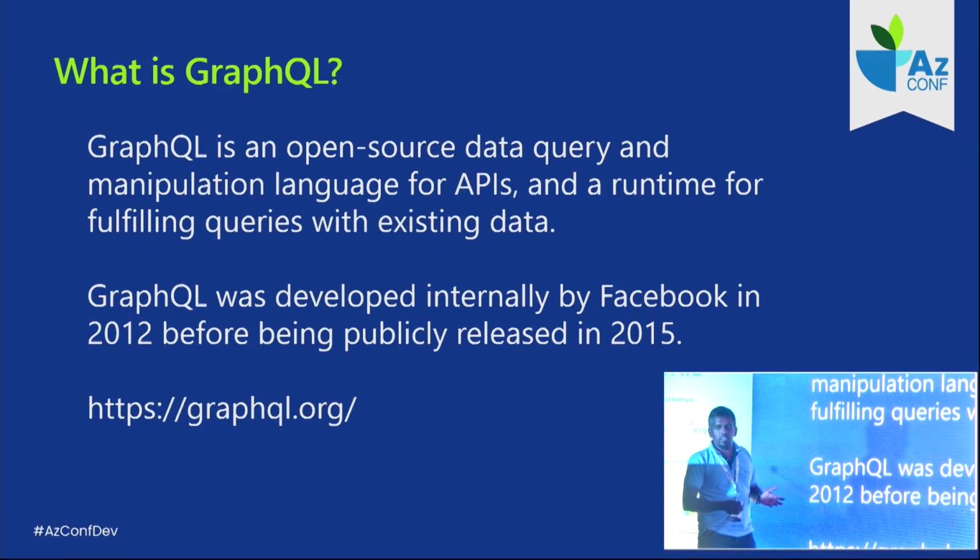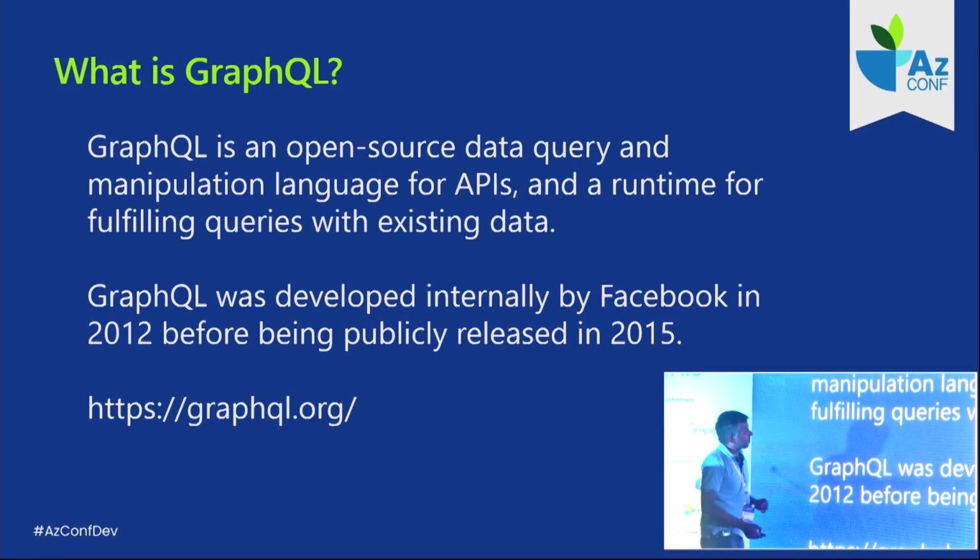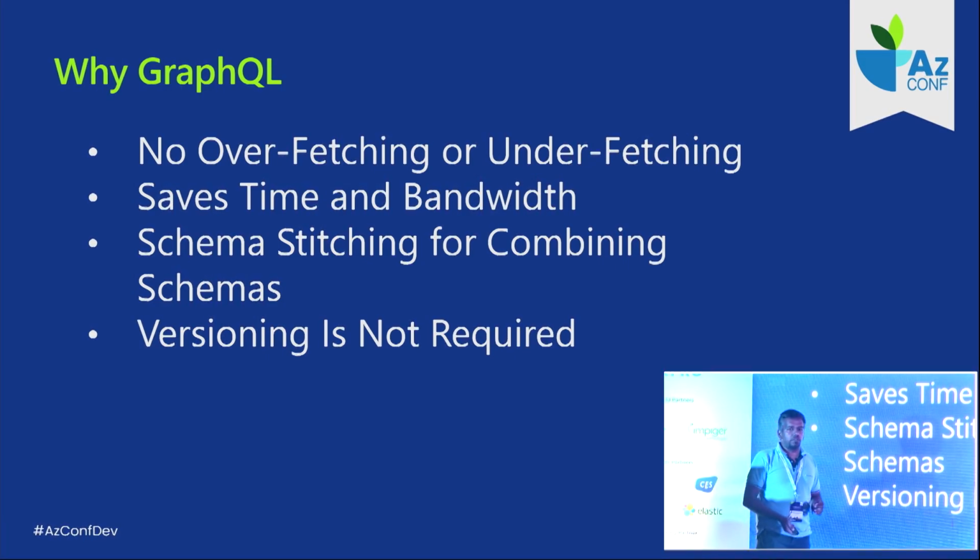So, GraphQL, what is GraphQL? Basically, GraphQL is a query language for your existing data. It's like REST, but it is less rigid. There is a slide exclusively for the difference between GraphQL and REST. It was developed internally by Facebook in 2012, and publicly released in 2015 as open source. You can find more details at graphql.org.